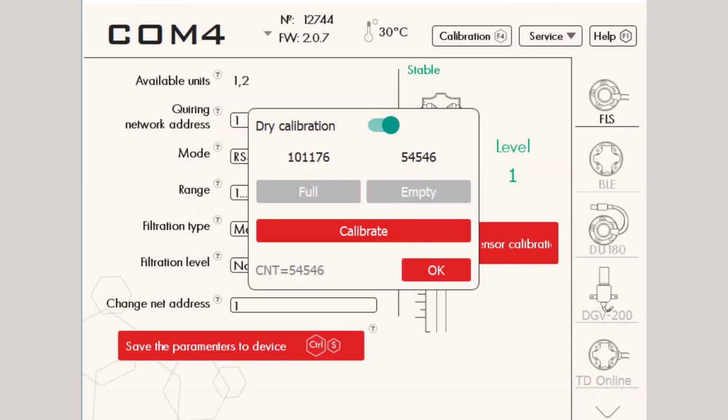If the fuel level shown by the sensor does not correspond to the actual level, compare your CNT reading with the calibration values. Probably you need to recalibrate the sensor or remove any contaminants from the tank.